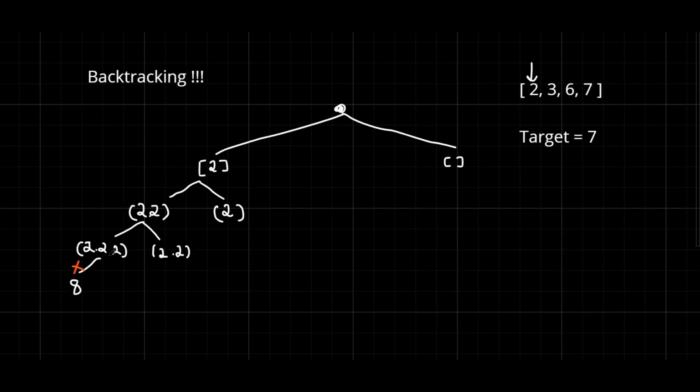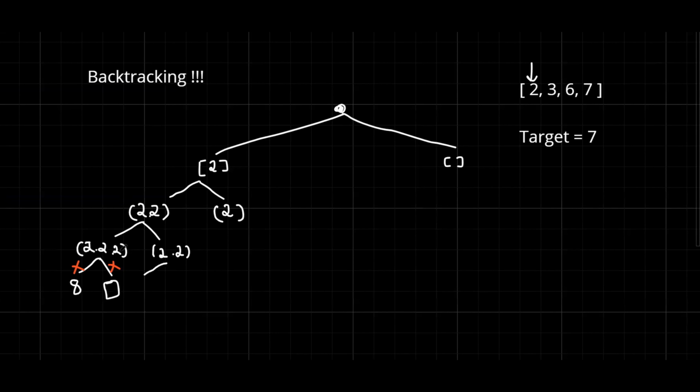And if we include any other element except 2, which is 3, 6, and 7, our summation will also become greater than 7. So we cannot explore this path as well. Now, for this 2 and 2, in this part, we should not consider the third 2 or should not take any other 2 because we have already explored the 3 2's in this path.